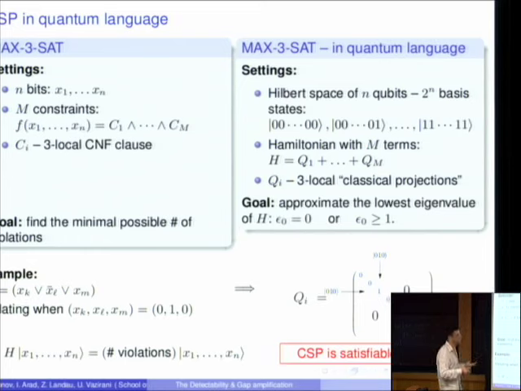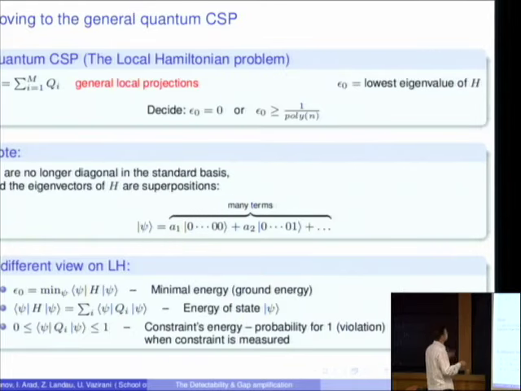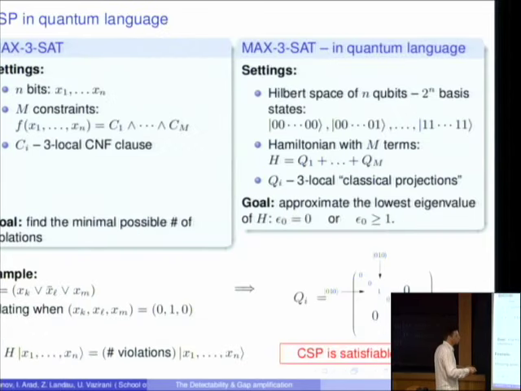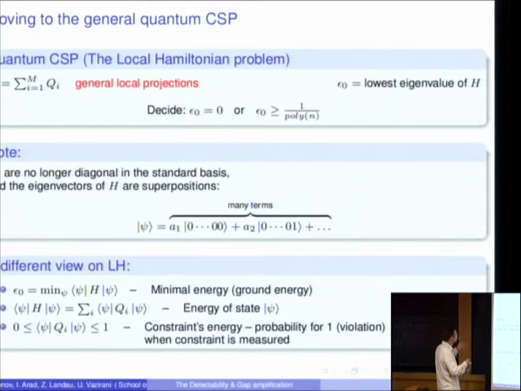Okay, so this was just an exercise of translating a completely classical problem into the quantum setting. But now, what is the general quantum problem that hides in here? The general quantum problem is called the local Hamiltonian problem. It is the quantum analog of CSP, and it is defined by defining a Hamiltonian, which is a sum of local projections. Only that this time, these projections don't have to be diagonal, like in this simple example here, but they can be any arbitrary projection as long as they are local. And the goal here is, just like before, to approximate the lowest eigenvalue of H to decide whether it is zero or whether it is bigger than some 1 over poly.